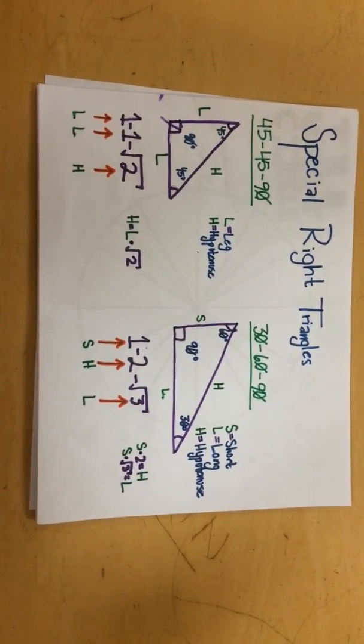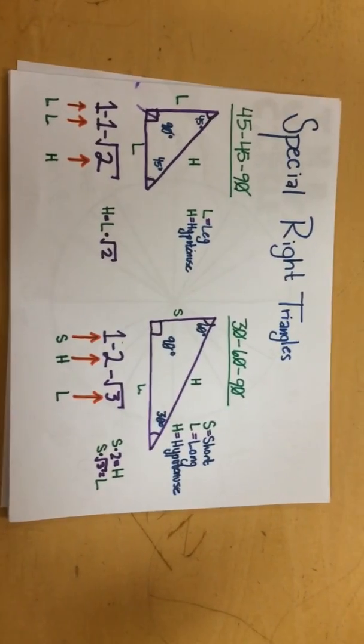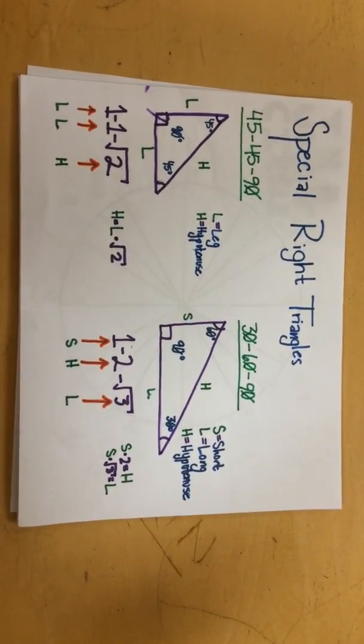Each leg in the 45-45-90 triangle is equal, while the hypotenuse is equal to the measure of the leg times the square root of 2.